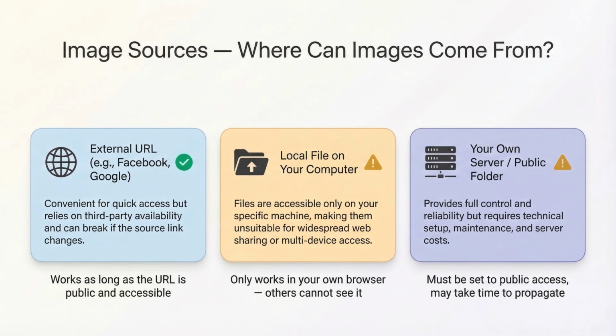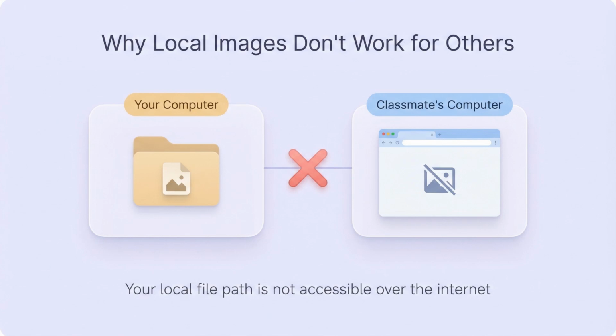Here's the key insight. An external URL works for everyone, as long as the image is publicly accessible on the internet. Any browser can load it. A local file only works on your own machine. Nobody else can access files sitting on your hard drive. And server-hosted images need to be explicitly set to public, and sometimes there's a delay before they're accessible everywhere.